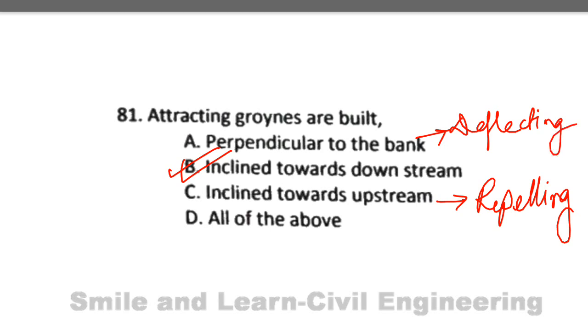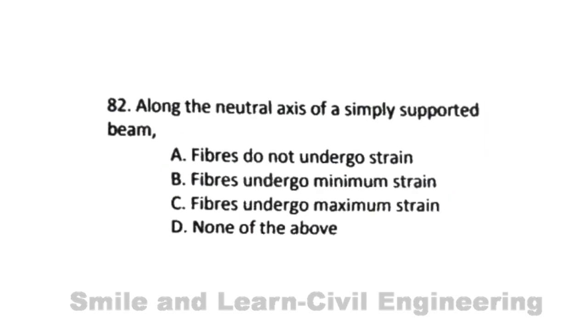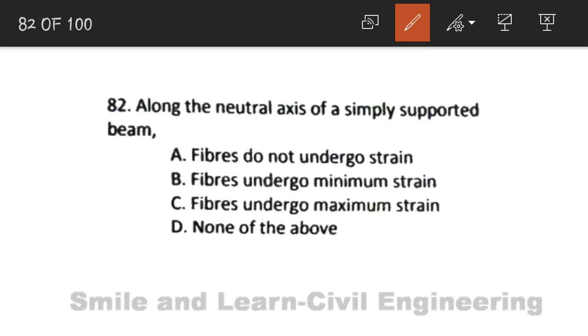Okay. Next question, along the neutral axis of a simply supported beam. So neutral axis is what? Where there is no compression, no tension, or compression is equal to tension. So correct answer will be option A.